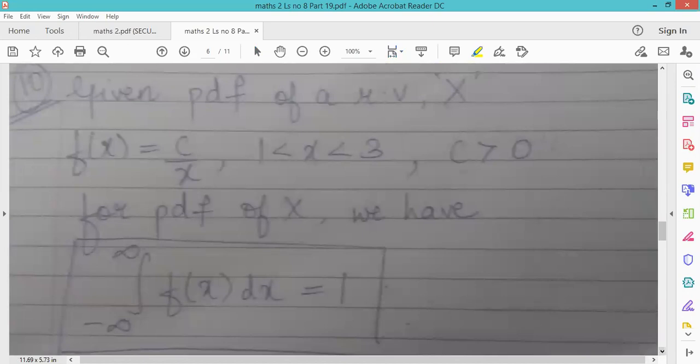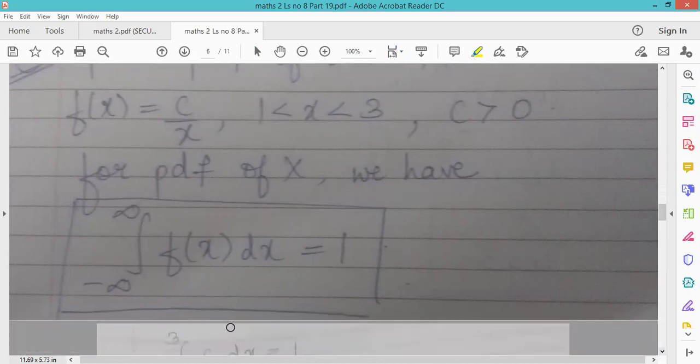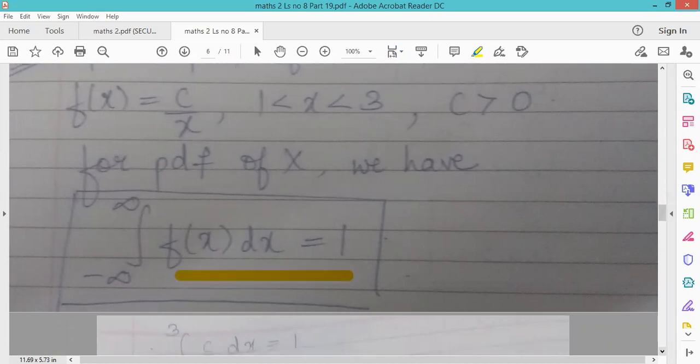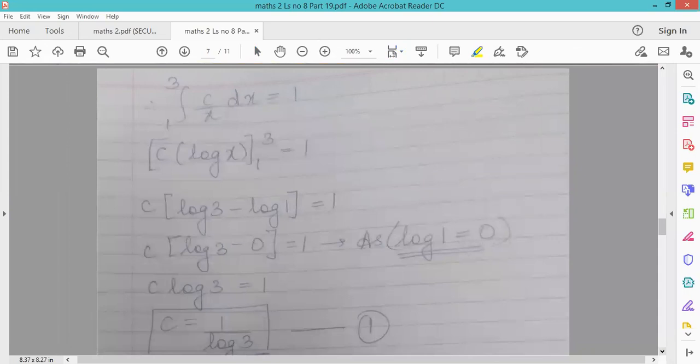Given the PDF of a random variable x, now for a PDF of x, what is the formula, class? Remember, minus infinity to infinity f of x dx is equal to 1. This was the formula which I taught you all in the last lectures when we were doing PDF. So as the condition put forth, integral 1 to 3 c upon x dx is equal to 1. As c is a constant, we take it outside, and integration of 1 upon x is nothing but log x. So it becomes c into log x, 1 to 3, is equal to 1.